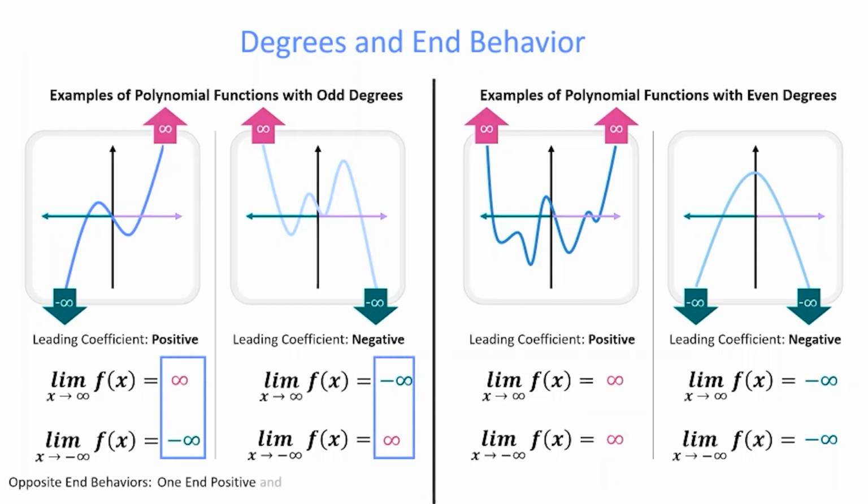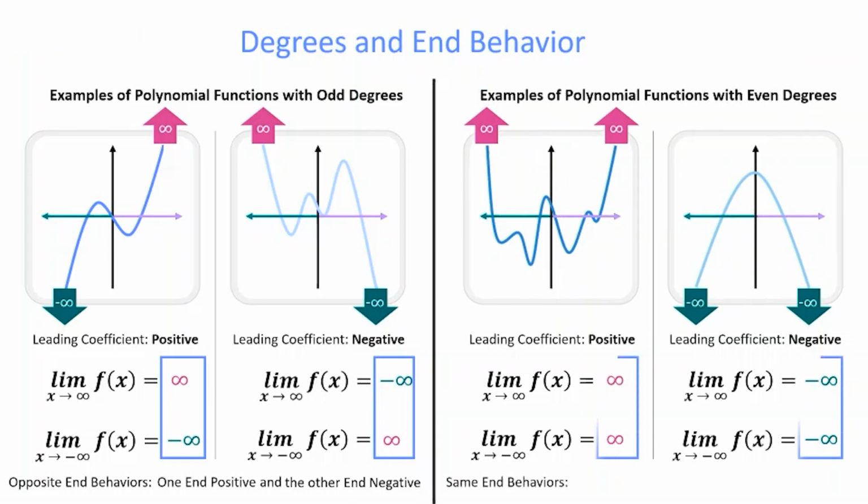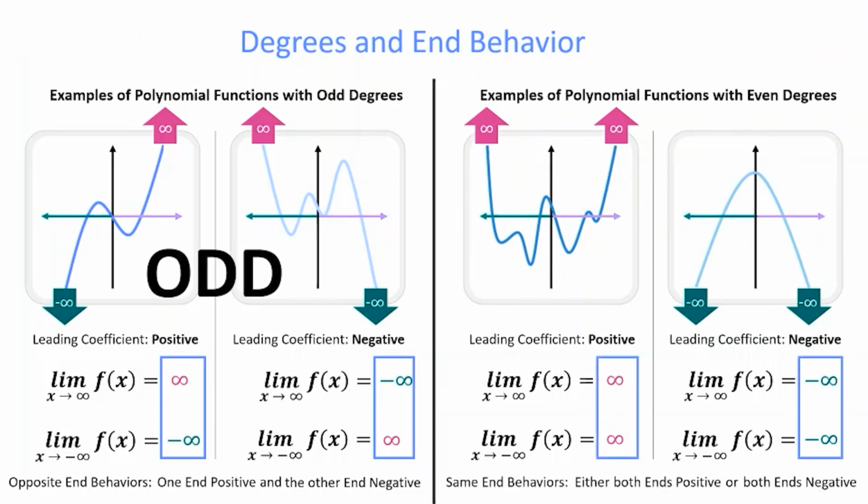As you can see, in the examples of polynomial functions with odd degrees, the end behaviors will be opposite. So only one side will go up and one side will go down. Whereas with examples of polynomial functions with even degrees, both sides will either rise or both sides will go down.